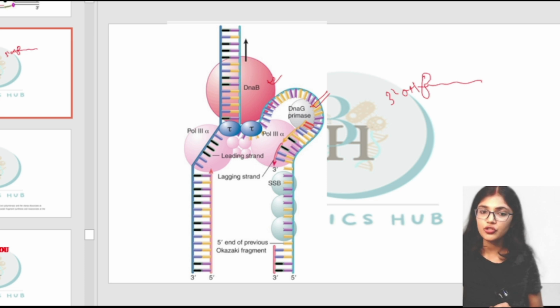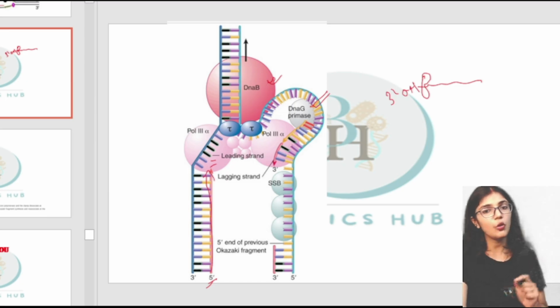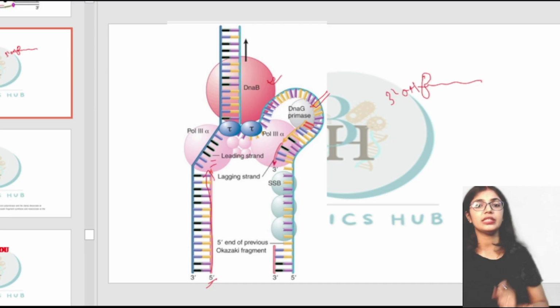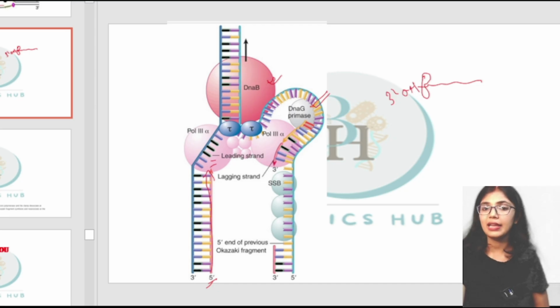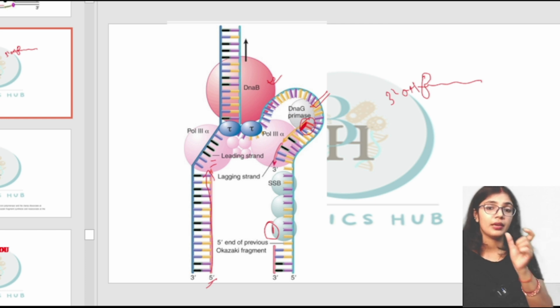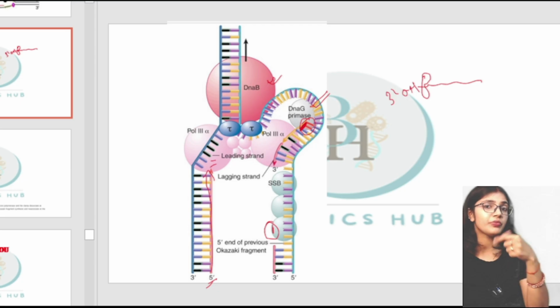Here there is a leading strand. Here there is 5 prime to 3 prime. As it is continuously synthesized, it is known as the leading strand. And in the leading strand, there is no break, so the DNA is continuously synthesized. But in the case of the lagging strand, there are short patches of DNA. So in between, there are also primers present. These short primer strands need to be removed.